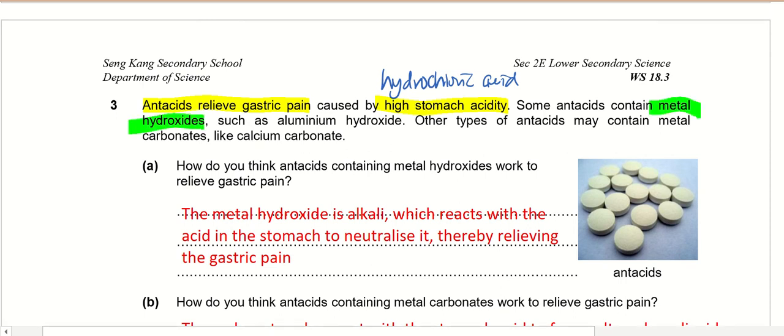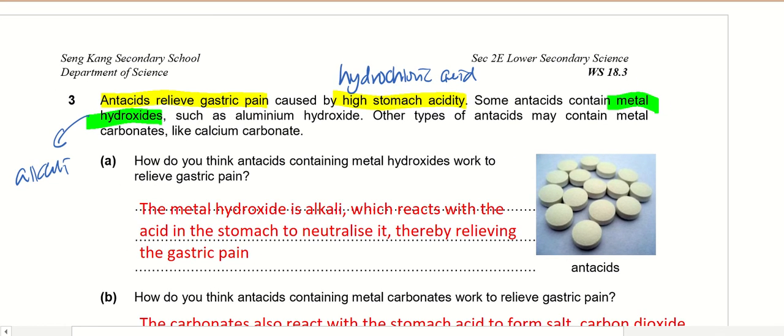Some antacids contain metal hydroxides. So immediately when you see the word hydroxide, you know that you are looking at alkaline. Of course, it makes sense: to neutralize or get rid of the acid, you can use alkaline. Such as aluminum hydroxide, this is one example. Other types of antacids may contain metal carbonate.